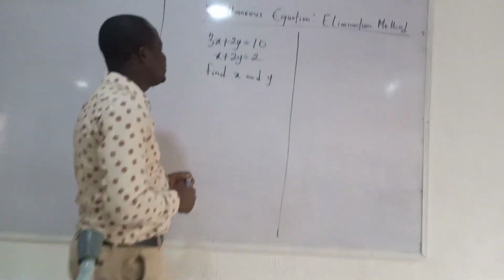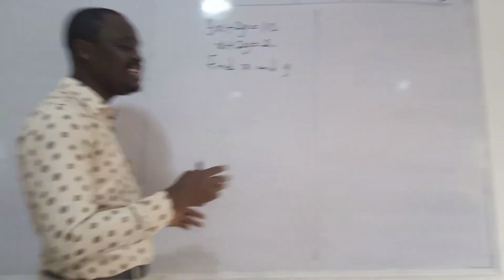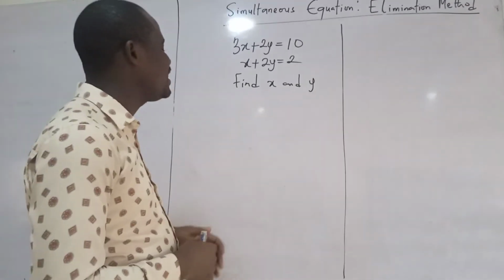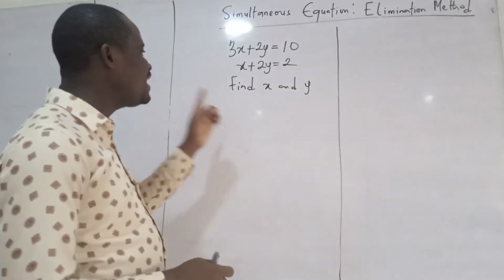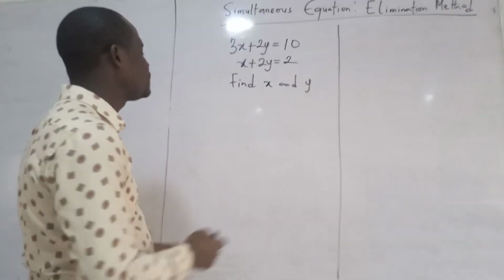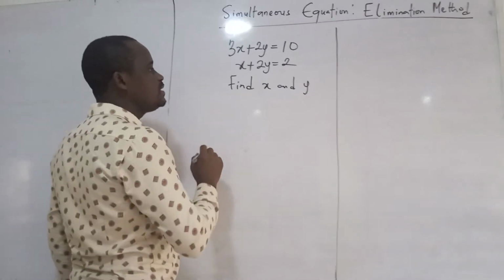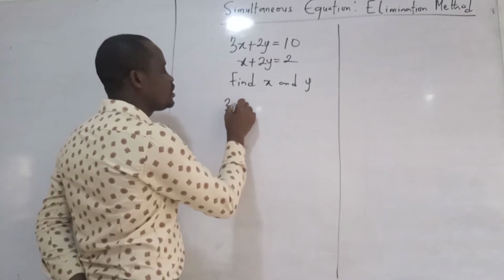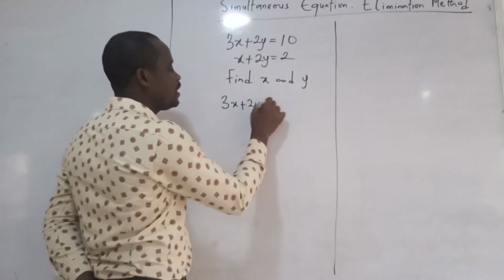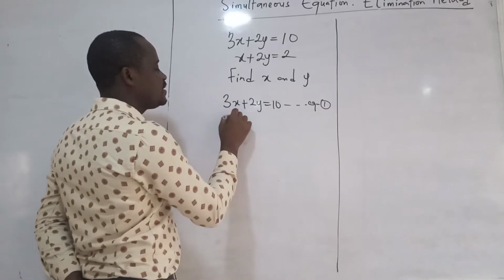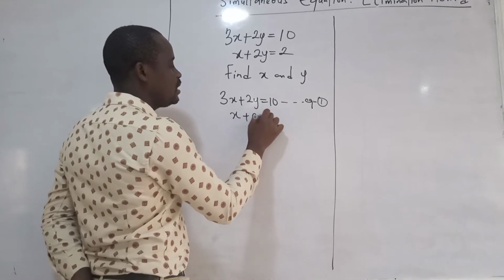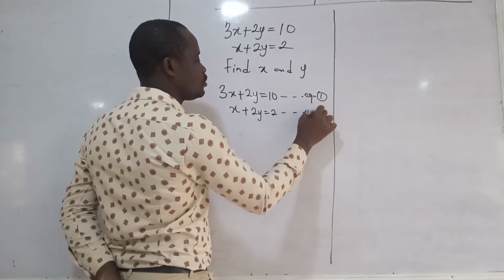Now coming to the board, you will see that I have a question which is 3x plus 2y equals 10 and x plus 2y equals 2. The question is find x and y, which is very simple. The first thing you do is indicate them as equations. 3x plus 2y equals 10, this is equation 1. Then this is x plus 2y equals 2, this is equation 2.